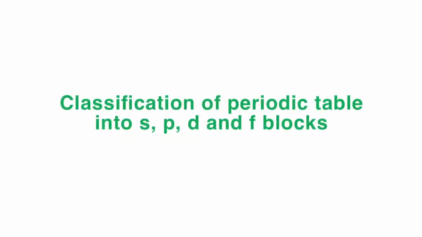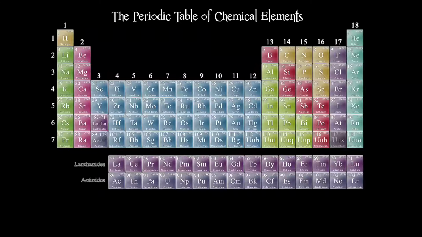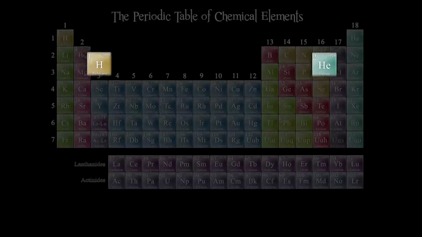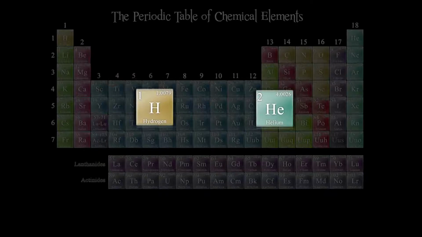Now we discuss the classification of the periodic table into s, p, d and f blocks, which is based on electronic configuration. Take any period and observe the electronic configuration. The first period is a very short period. It has hydrogen and helium. The electronic configuration for hydrogen is 1s1. The electronic configuration for helium is 1s2.